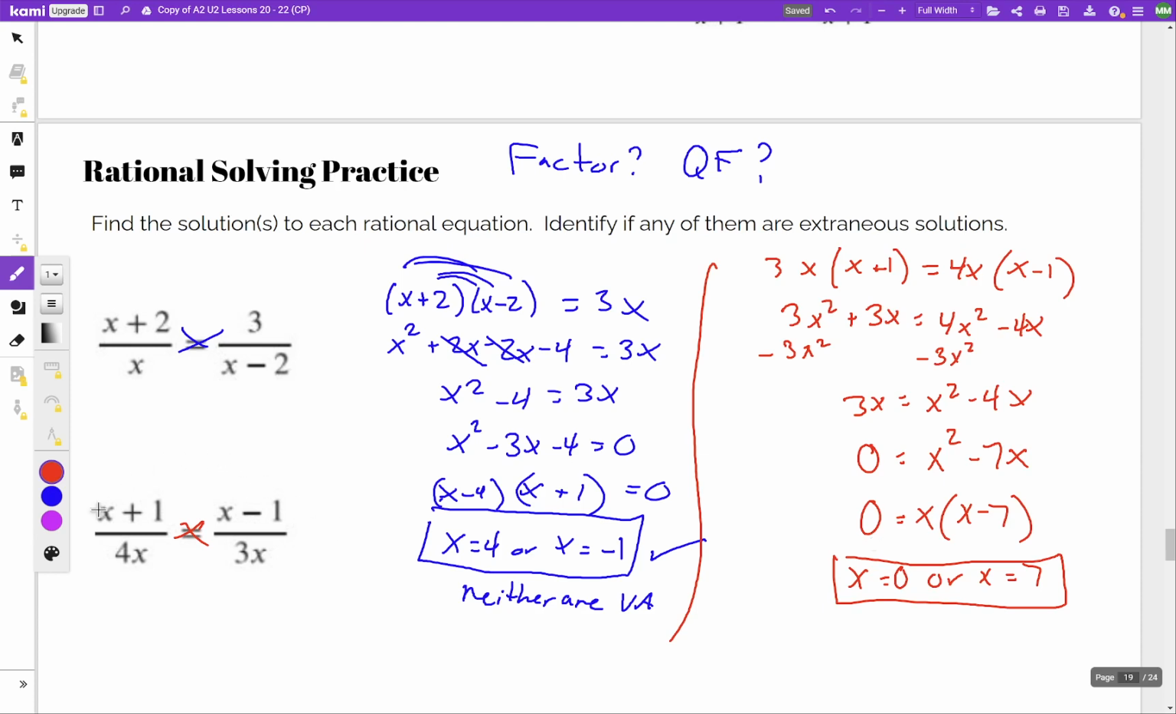Let's start with the 7, right? So with 7 we get 7 plus 1 is 8 over 28. And on this side, we would get 6 over 21. Yep, that totally works. So 7 works. But what about 0? Uh-oh, can't have 0 in the denominator, right? Because 4 times 0 is 0. Vertical asymptote. So in this problem, we can't have 0. So my only solution to the problem is x equals 7.